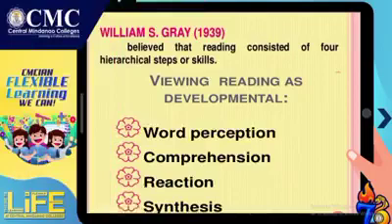William S. Gray, 1939, believed that reading consisted of 4 hierarchical steps or skills, viewing reading as developmental. First, word perception. Next, comprehension. Next, reaction. The last one, synthesis.